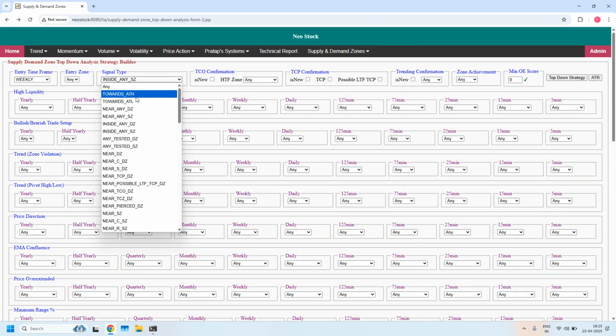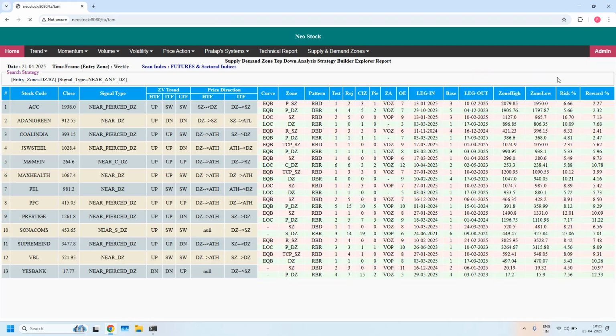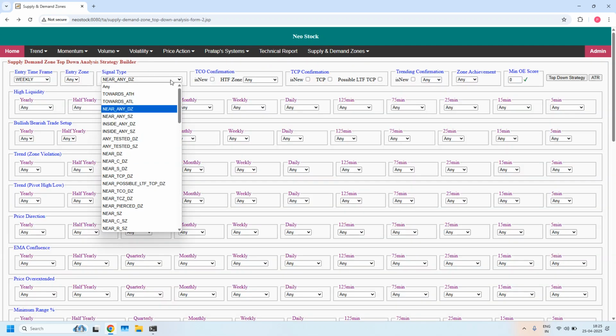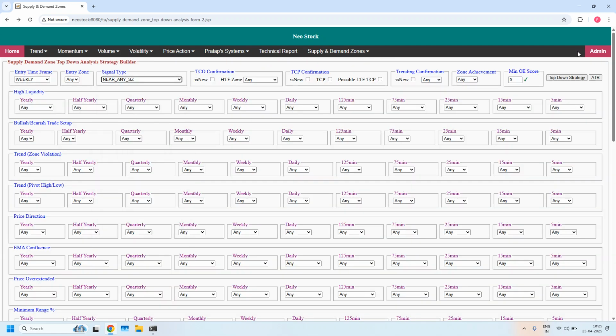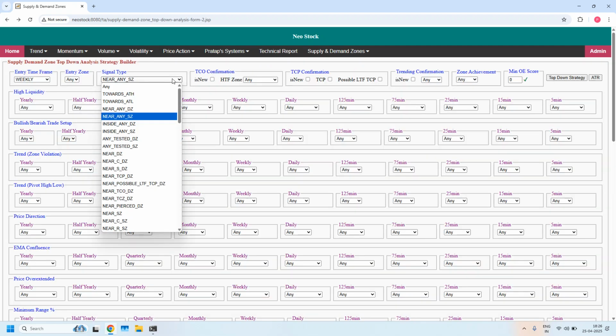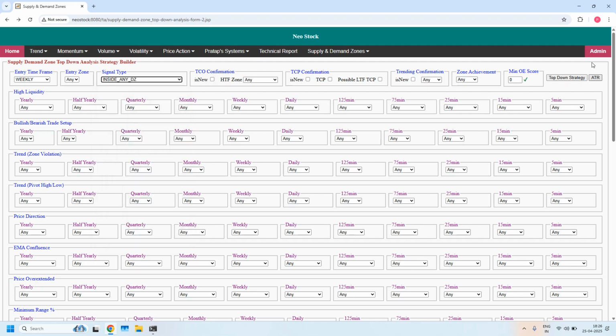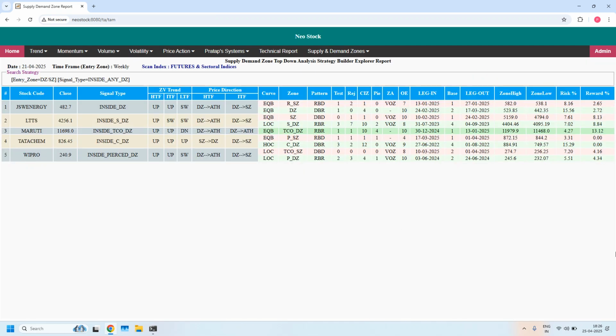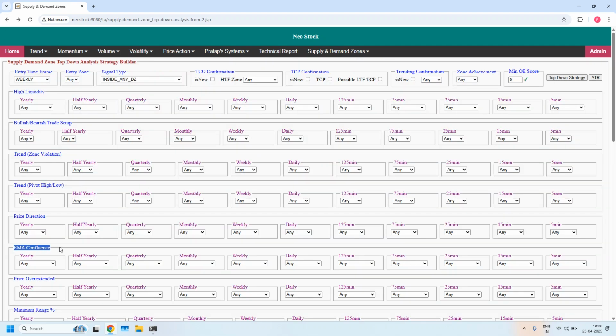something is missing here. Stocks near weekly demand zone, we got 13 stocks. Fine. Next, stocks near to the weekly supply zone, we got 6 stocks. Next, price closed inside the weekly demand zone, we got 5 stocks. And we should identify out of these 5, any of the weekly demand zones are having weekly EMA confluence. That filter we need to set.